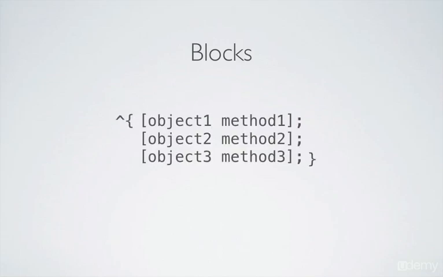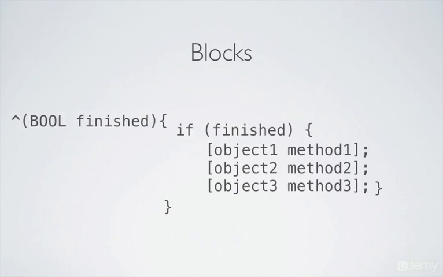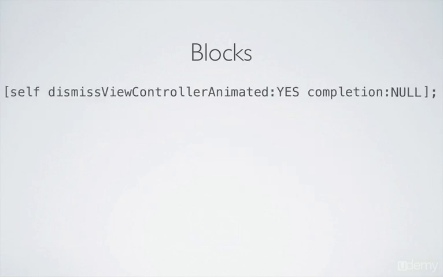Blocks are simply sections of code that you can store and/or execute later. They're designated by the caret symbol and followed by curly braces containing your code. Blocks can also accept arguments, just like methods can. Here the block accepts a finished Boolean value that the code inside the block can use. As we saw earlier, the dismissViewControllerAnimated method accepts a completion block at the end of the method. This is code that will execute when the viewController's dismiss animation has completed.